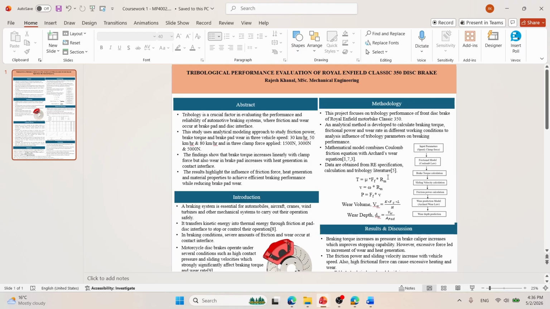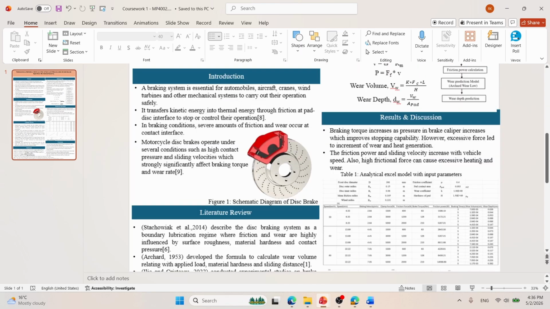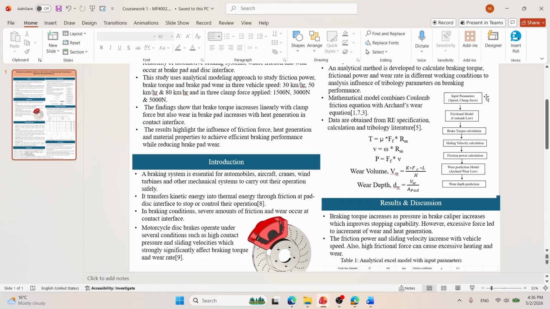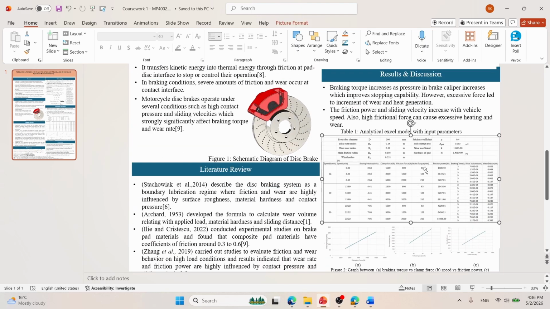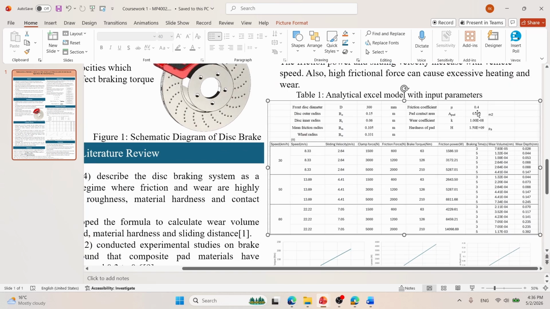Okay, and I made my Excel model. Okay, I got the formulas for torque, velocity, volume, and wear depth. Okay, this is only an Excel model, an analytical model. So this is just a case study, as you can say. So first of all, I input my values like the speed and clamp force, and I calculate the friction, brake torque, and sliding velocity. Okay, and I got the wear, and this is my model. Okay, as you can see, this is the input parameter, and I calculate for the different speeds.